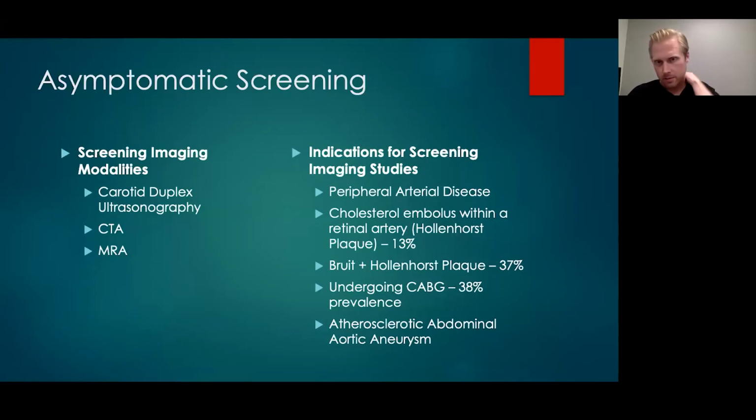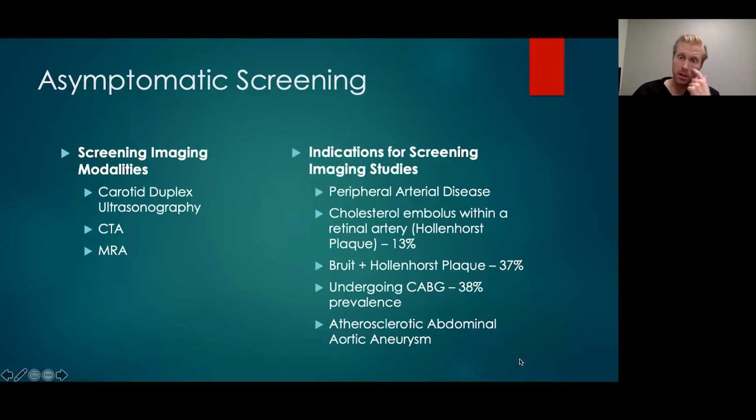Interestingly enough, we don't look at this as much anymore, but one of the ways they used to pick up, prior to good imaging, symptomatic or asymptomatic stenosis was looking in the retina at the arteries for little cholesterol deposits lodged from emboli from the neck. Those are called Hollenhorst plaques. If you see those plaques, you have about a 13% chance of having some significant carotid stenosis. If you have a Hollenhorst plaque plus a bruit on auscultation, you have about a 37% chance of having a greater than 50% carotid stenosis.